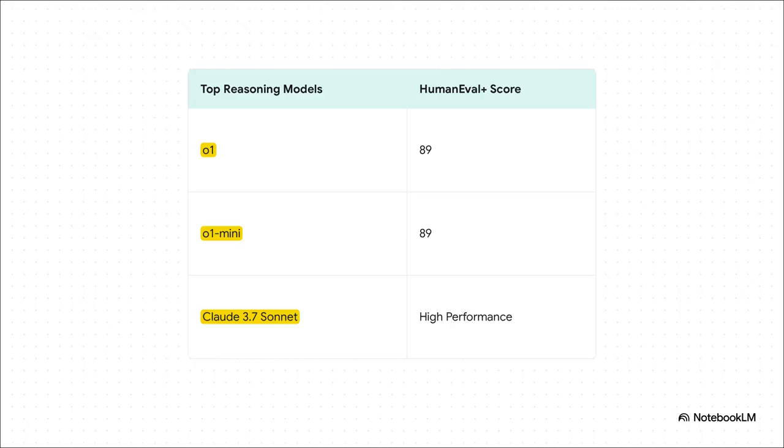See, models like the O1 series are trained differently. They actually generate a chain of thought, showing their work to get to a more detailed answer. Both O1 and O1 Mini score incredibly high on Human Eval Plus, and they're joined by Claude 3.7 Sonnet as top-tier choices for complex problem-solving.